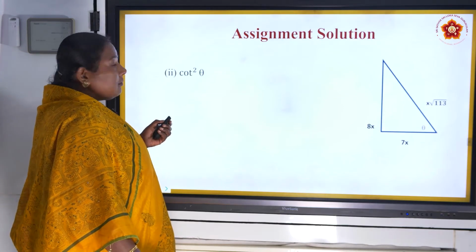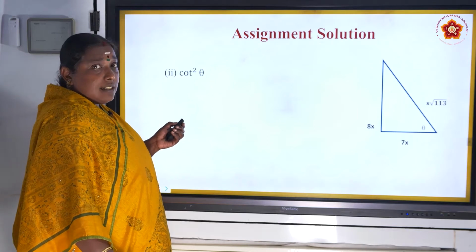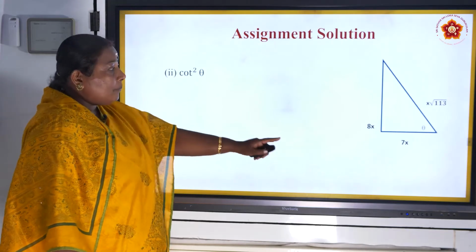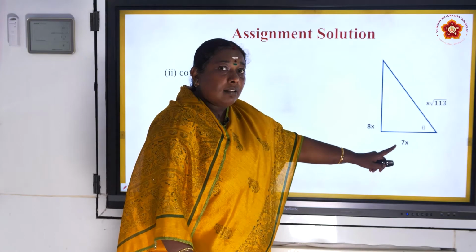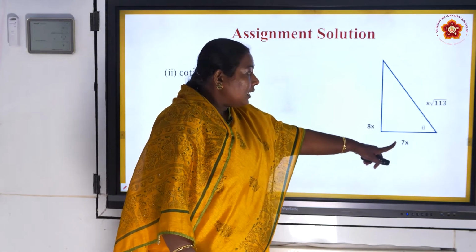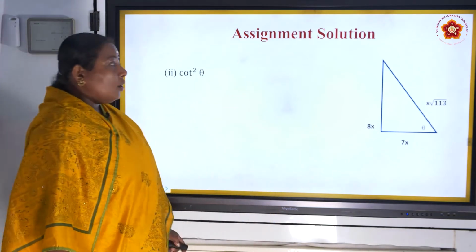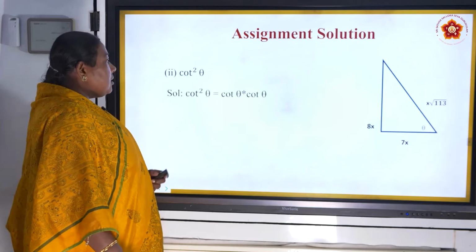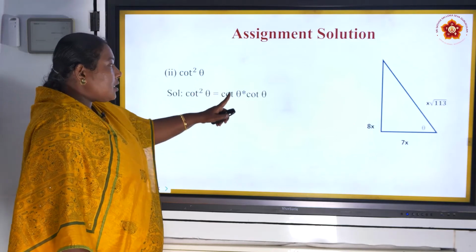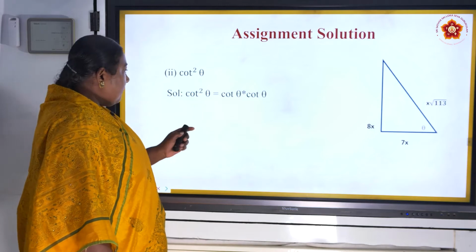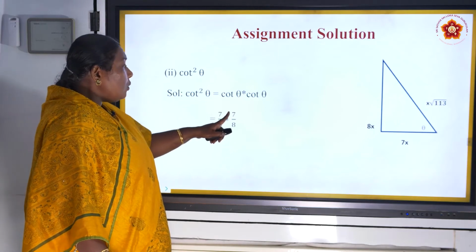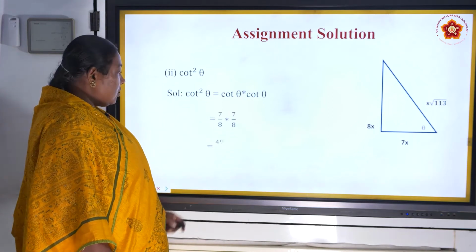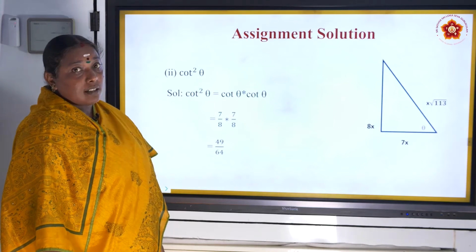Cot square theta. They have given the cot value already. What is the cot here? That means adjacent by opposite. Here who is the adjacent? 7. Who is the opposite? 8. So cot square is cot theta into cot theta. So 7 by 8 into 7 by 8. So the value is 49 by 64.